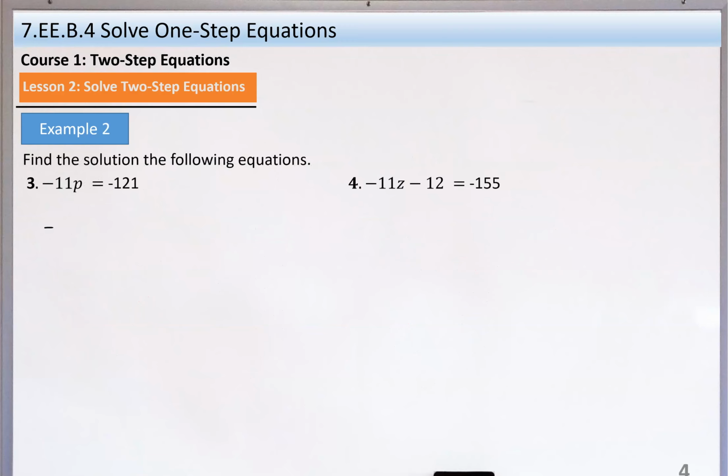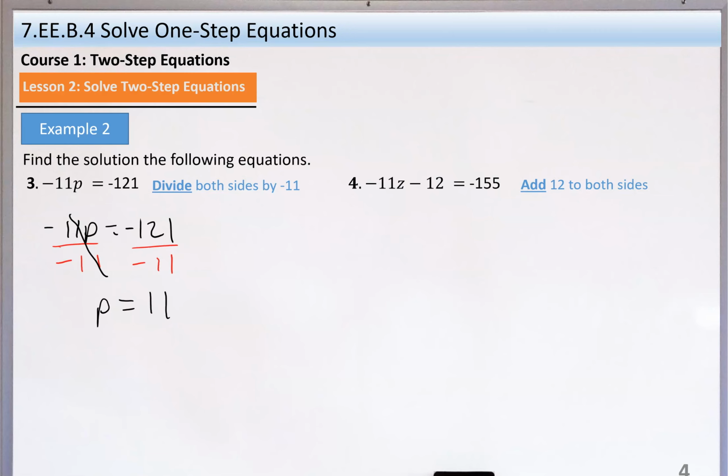Negative p equals negative 121. Divide both sides by negative 11. And my answer is 11. Why? Because a negative divided by a negative is positive.